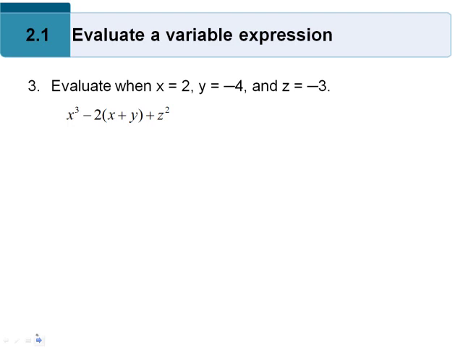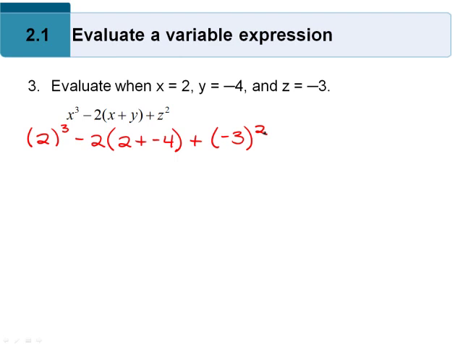Okay, number 3. So they just get a little bit longer, but it's still just plugging in numbers and using your order of operations. So here we want to evaluate when x is 2, y is -4, and z is -3. So we have x to the third. So we're going to plug in 2 to the third minus 2, and then we have x plus y. So that would be 2 plus -4 in the parentheses there, okay, plus z squared. So you want to put it in parentheses, -3 squared. So that's the expression we need to simplify.